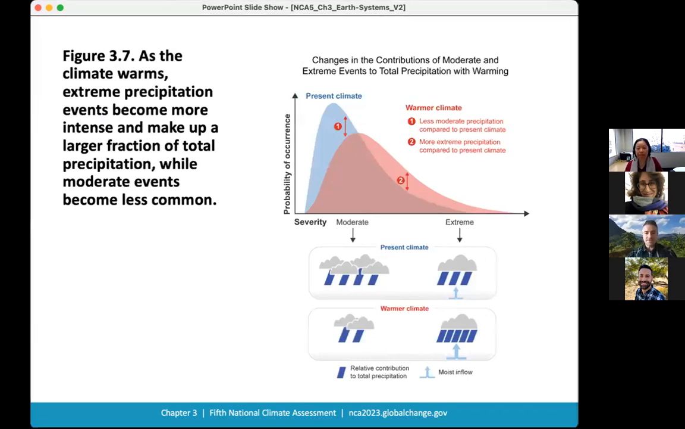So this is an example of one of these, in the UK I think we call it a knock-on effect. As the climate warms, extreme precipitation events become more intense and make up a larger fraction of total precipitation, while smaller, less intense precipitation events become less common. There's a couple of things going on here. One is that a warmer atmosphere will be able to have more water vapor in it on average. And so that means there's a juicier atmosphere, and there are some consequences of that.